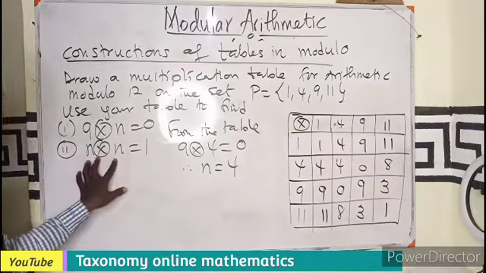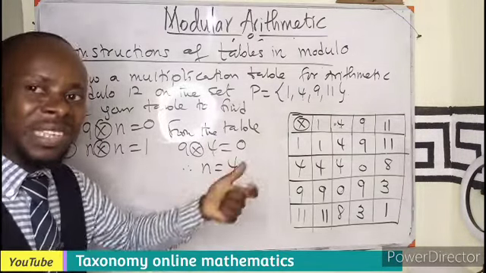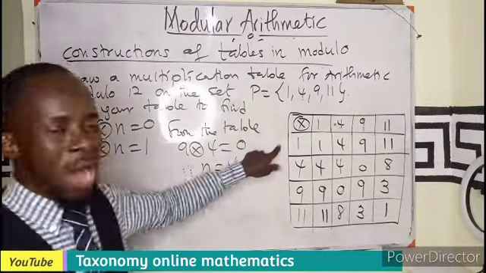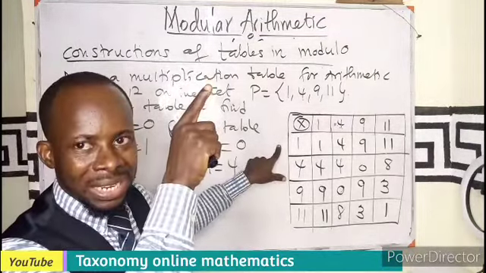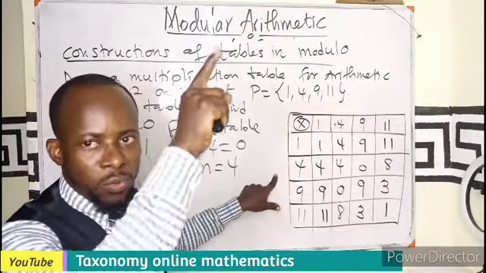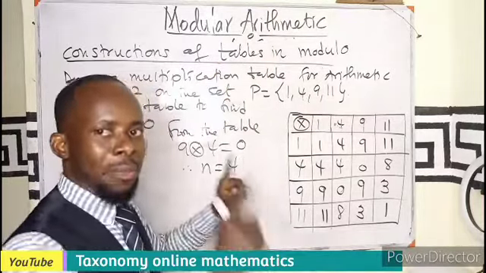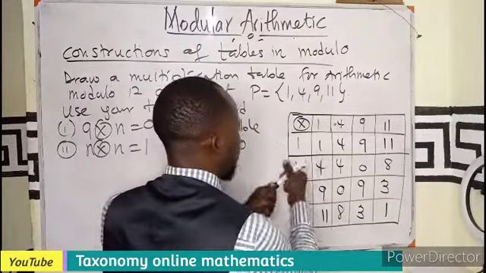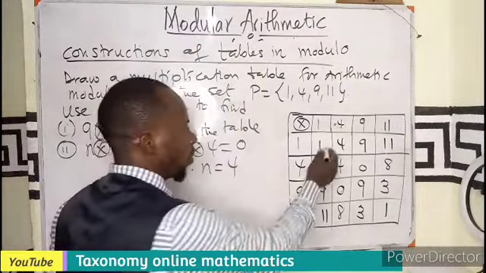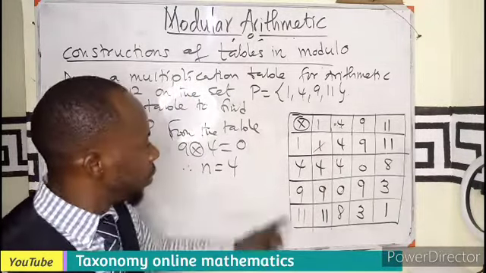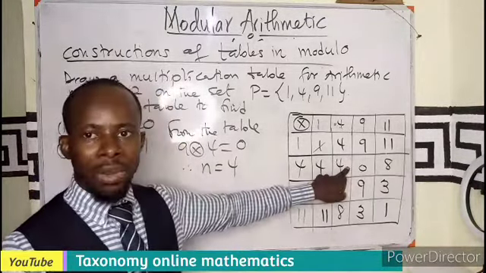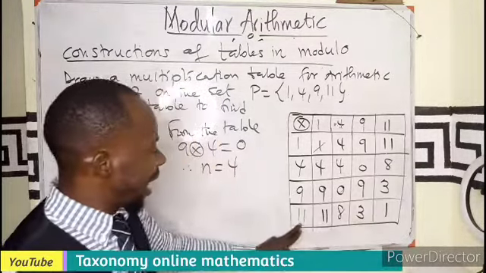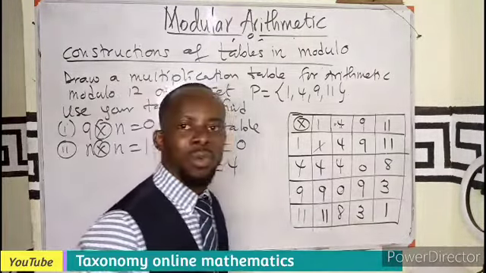Then the last one is a number times itself. That is n times n gives me 1. So when I pin 1, I go to 1. When I pin 4, I go to 4. I'm not going to go through. When I pin 9, I go to 9. So 1, 1, I get 1. So this is my answer. 4, 4, I don't need it. 9, 9, 9. Then 11, 11, 1.